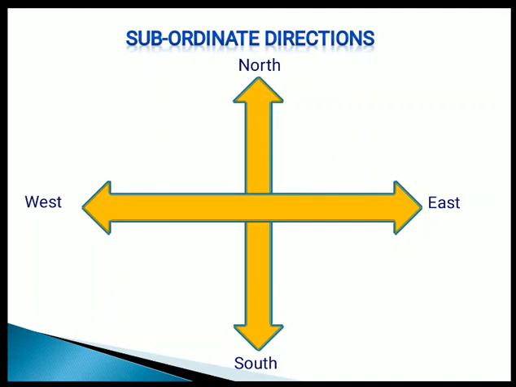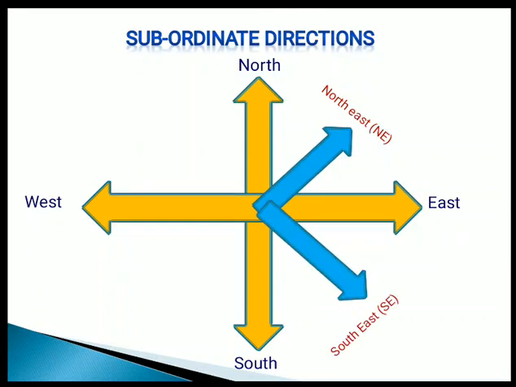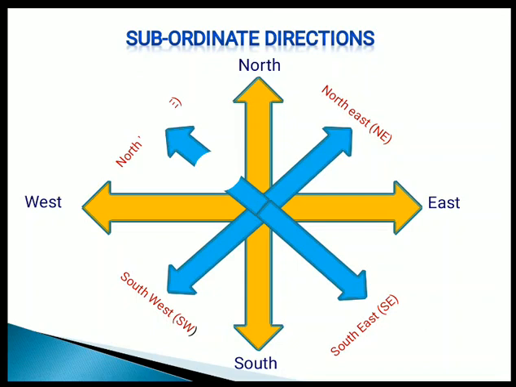Northeast is present in the middle of the north and east directions. Southeast is present between the south direction and the east direction. Southwest is present between the south direction and the west direction. Northwest is present between the north direction and the west direction.